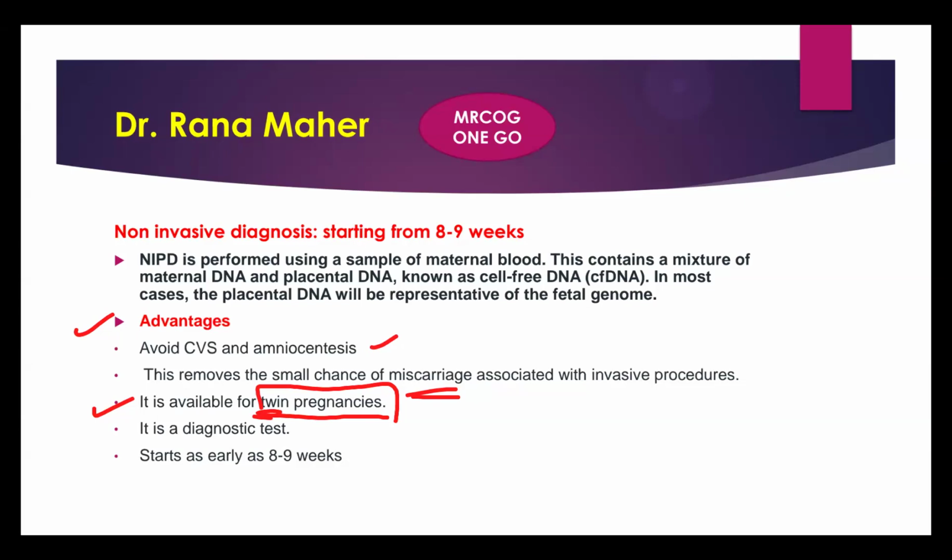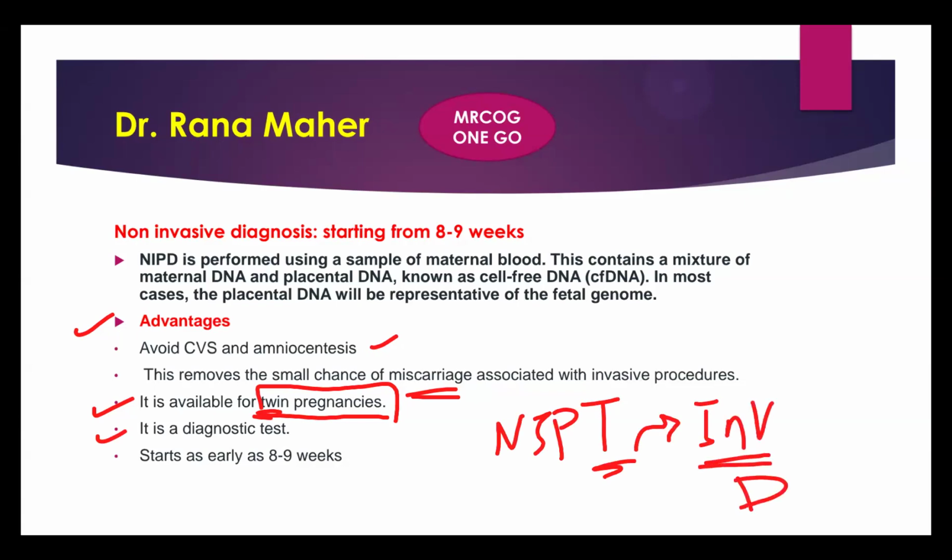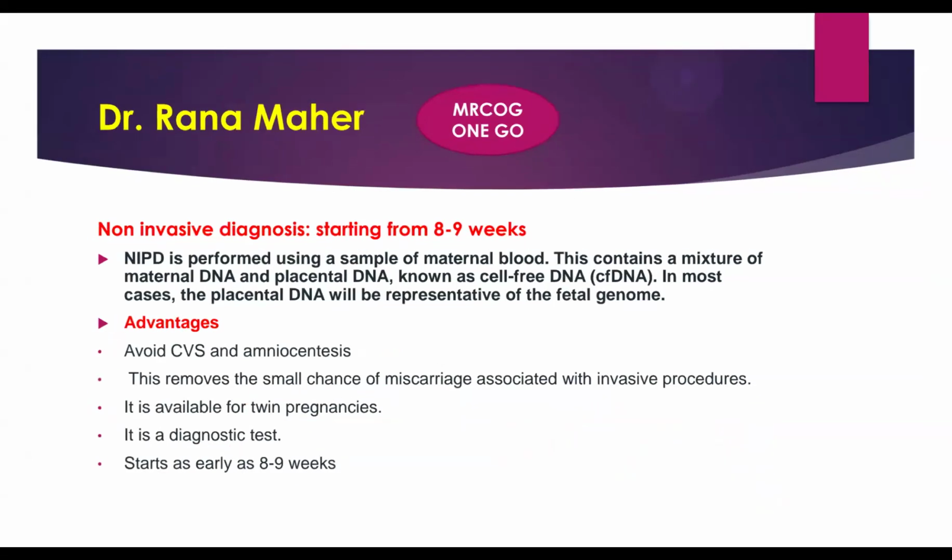It's a diagnostic test. What is the meaning of that? If you remember NIPT testing in Down syndrome, if it's positive or high risk, again, the patient has to go to the invasive, the needle test, to have diagnosis. But here, if we have the non-invasive prenatal diagnosis and it's positive, so at that time, it's a diagnostic test. No need for any further step. We can start as early as 8 to 9 weeks. So we have here the advantages. Please don't forget to tell pros and cons as we mentioned.